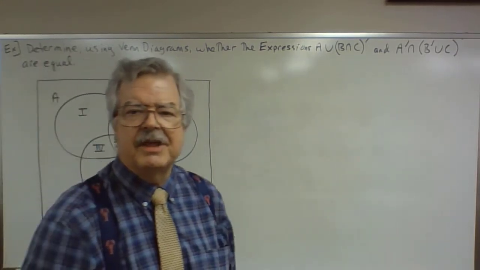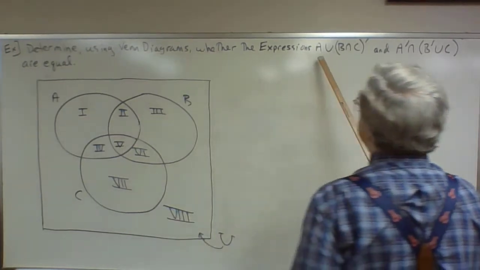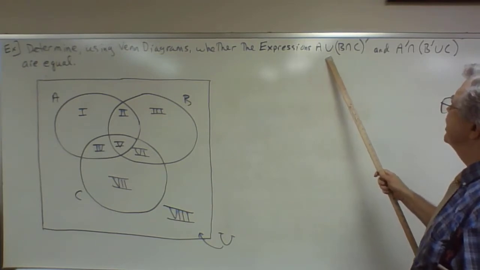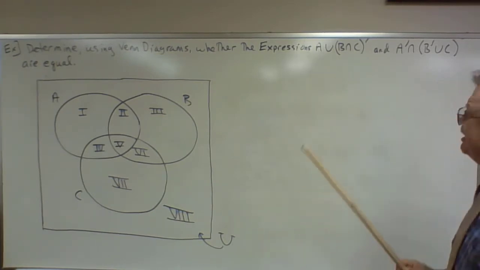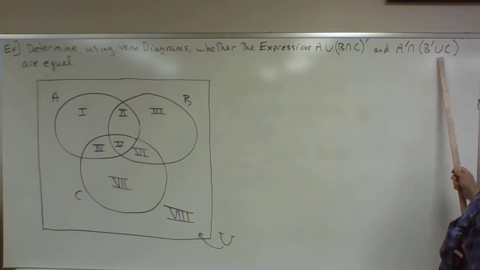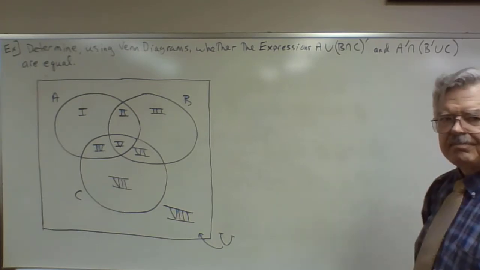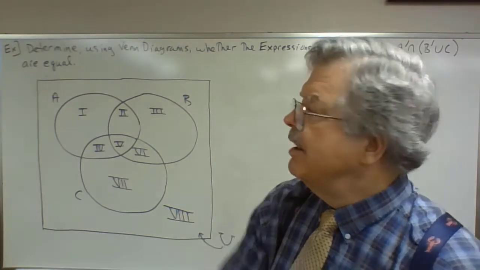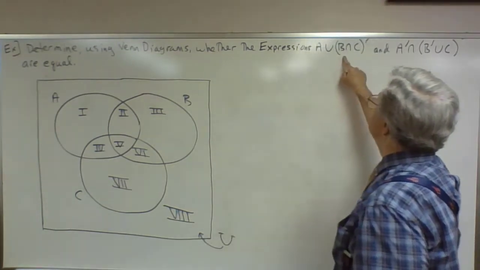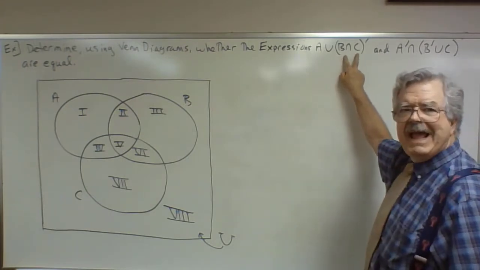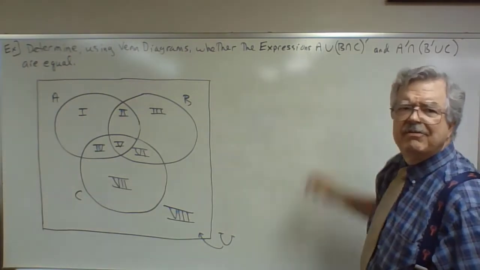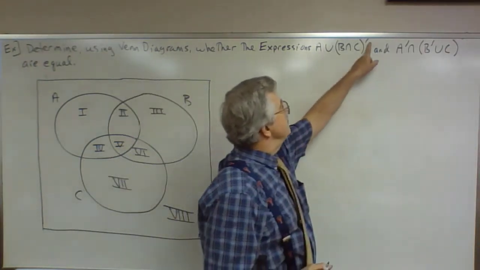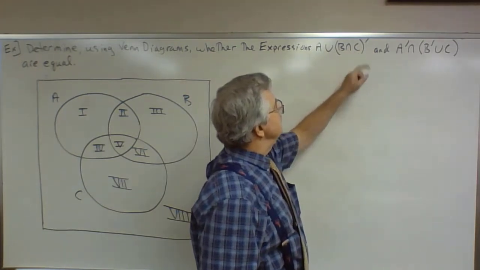I think the first thing that I'll do is find out exactly what regions are comprised in this expression. And then I'll find out what regions are comprised in this expression. And I'll see if they turn out to be the same. Now, looking at this expression, this seems to be the nasty part right here, so I'm going to do that first. I'm going to get the complement of B intersect C.